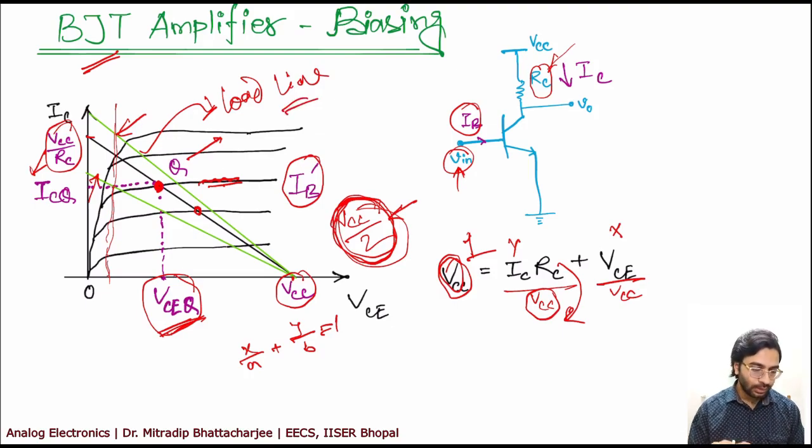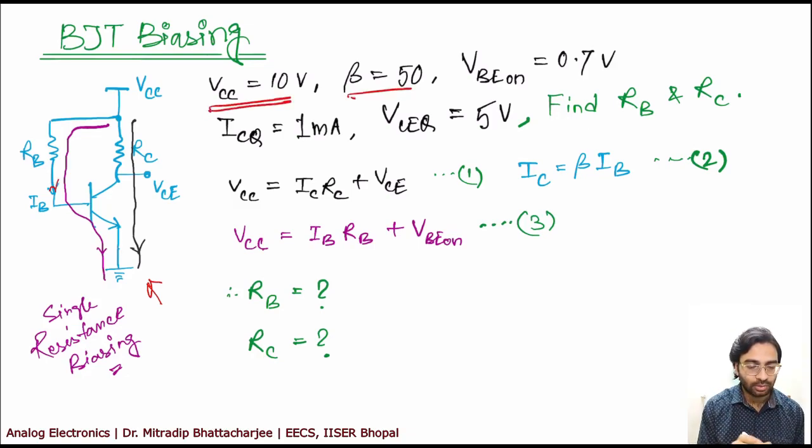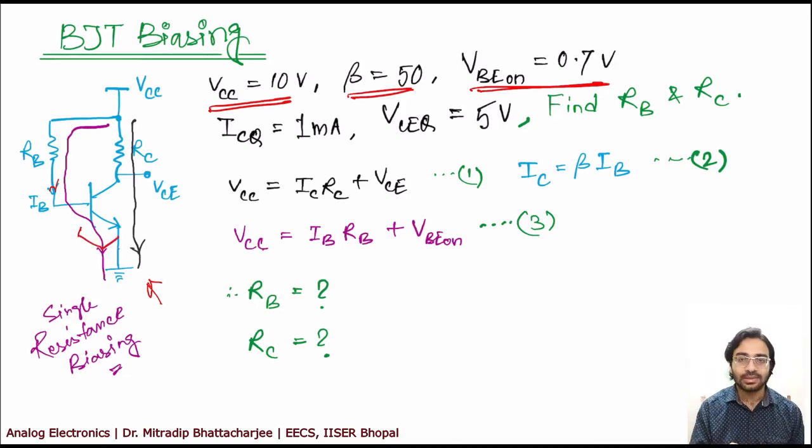Okay, now there is an example of a BJT biasing as shown in here. So this is also known as single resistor biasing, wherein we have an RC, we have an RB, and the IB current is flowing through this RB resistor. Okay, and the values are given. Say VCC equal to 10 volt, beta is equal to 50, VBE on equal to 0.7 volt. VBE on means this voltage.